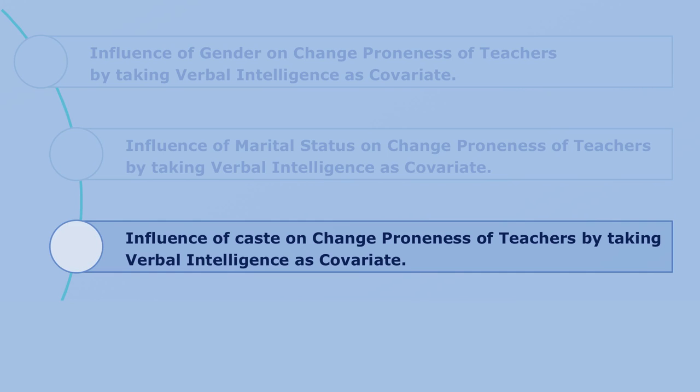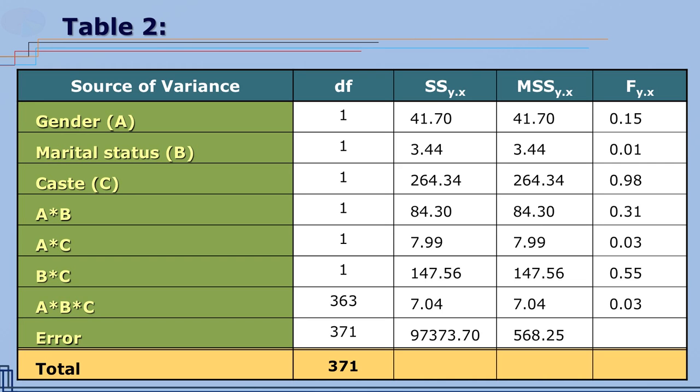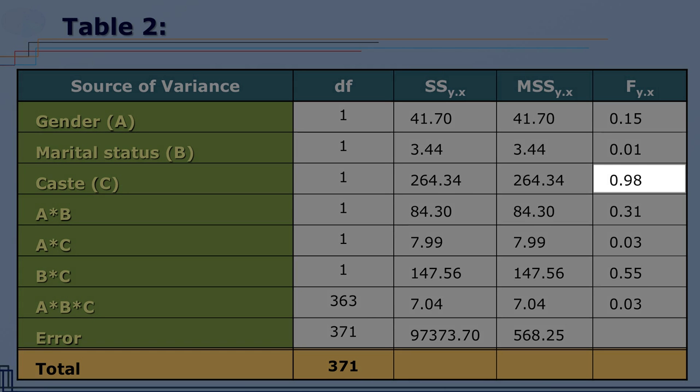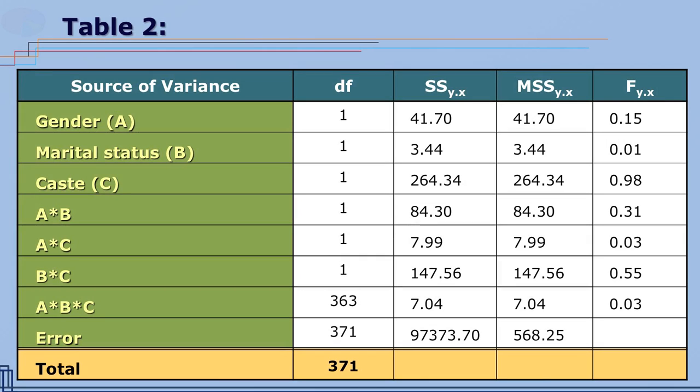Influence of caste on chain proneness of teachers by taking verbal intelligence as covariate. The adjusted F value for caste is 0.98, which is not significant. It shows that the adjusted mean scores of chain proneness of general and other teachers did not differ significantly when verbal intelligence was taken as covariate.